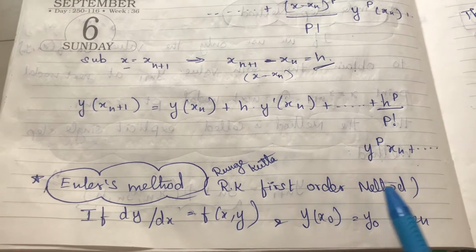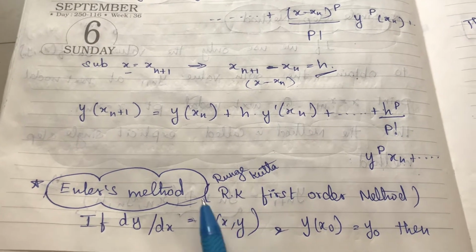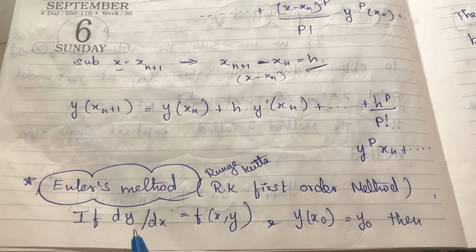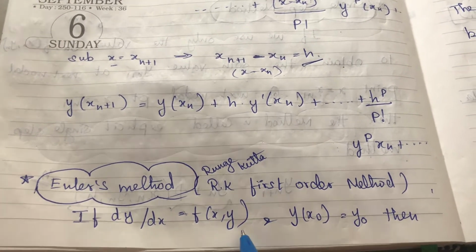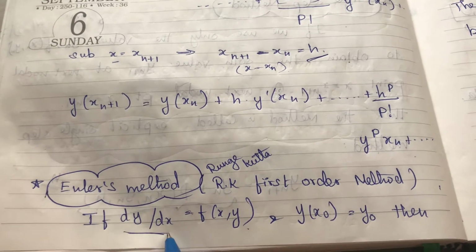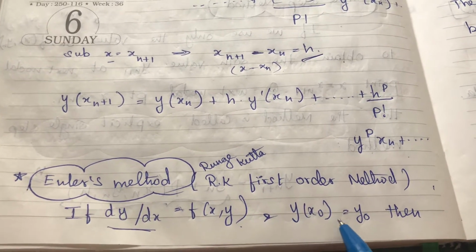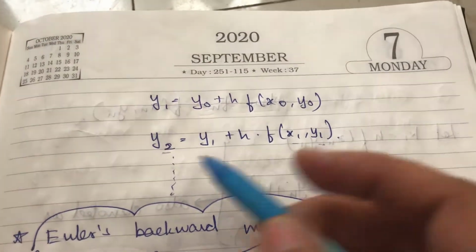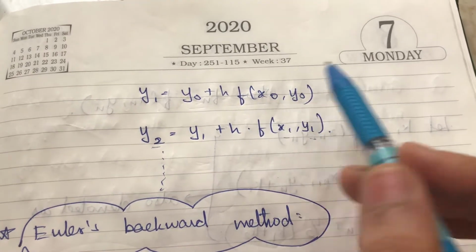Runge-Kutta first order method. This one is actually Euler's method. The first one is f of x, y function, which is nothing but the first derivative. So we can easily say this, and y of x naught will be y naught. Then we can easily write the formula as y1, which is equal to y naught plus h into the function.